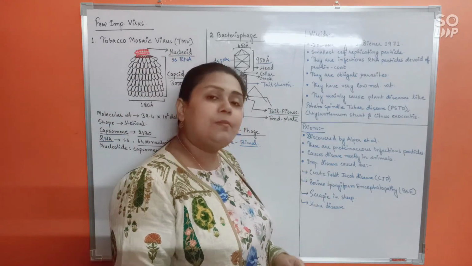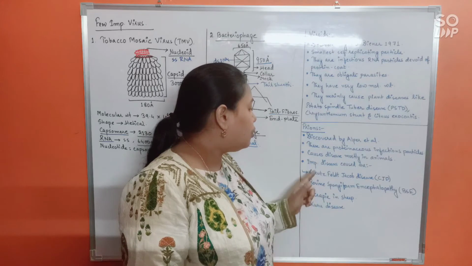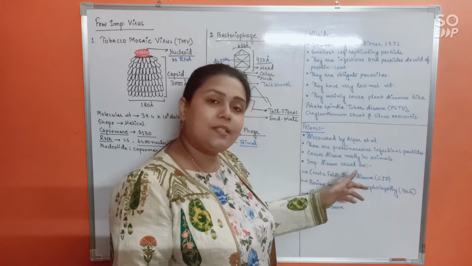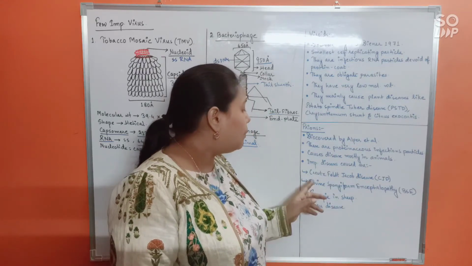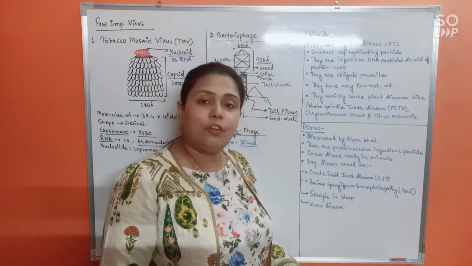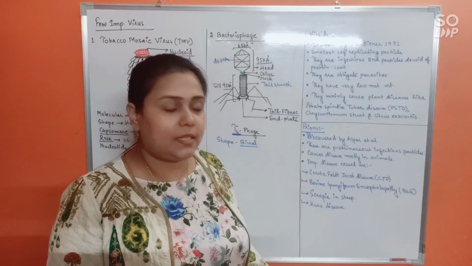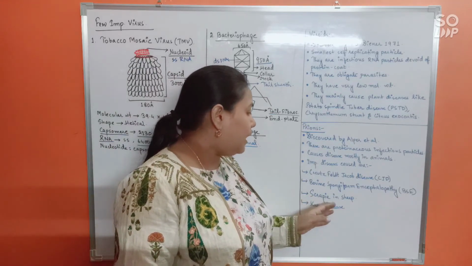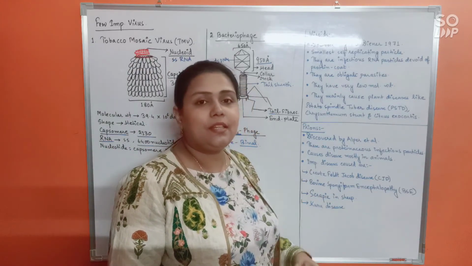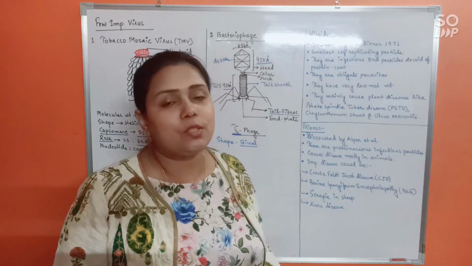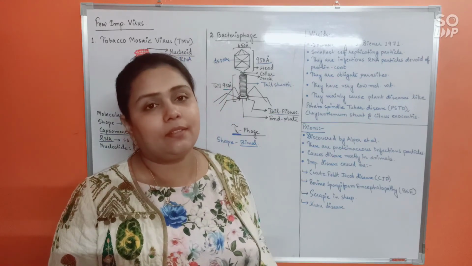Important diseases caused by prions are Creutzfeldt-Jakob disease, CJD, okay? Bovine spongiform encephalopathy, BSE, commonly known as mad cow disease, scrapie in sheep, and Kuru disease in human beings. Kuru disease is also commonly known as laughing death.